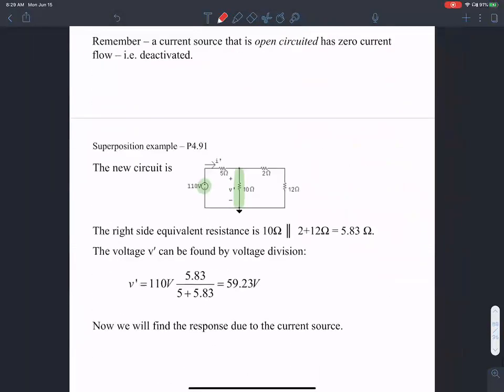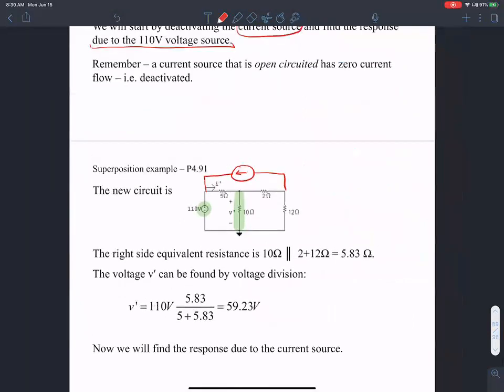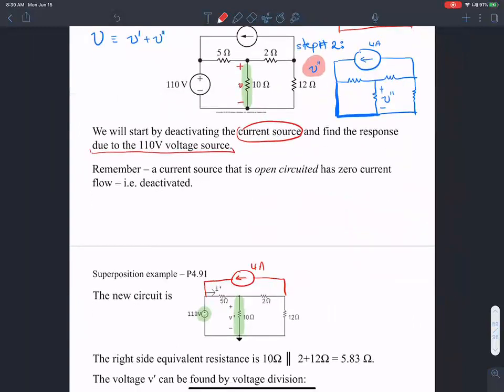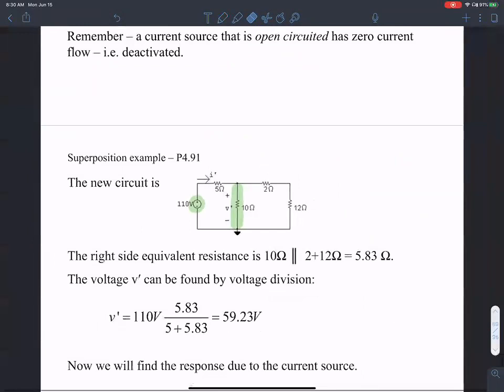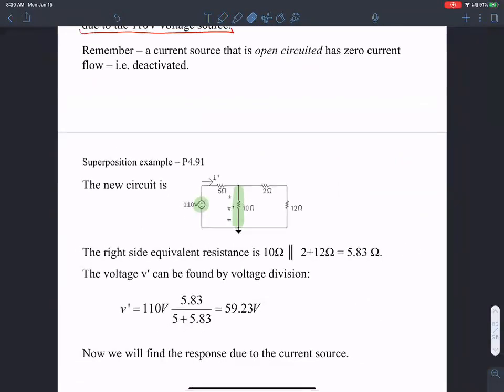Okay, so this is what I did. The full circuit had a 4 ampere current source here. In order to deactivate this current source in the first step, I open circuited it. When I open circuited it, there is no current flowing through it, so I can simply eliminate that. Now it's easy to find the value V prime across that resistance. What's the value V prime or V dash across that resistance?